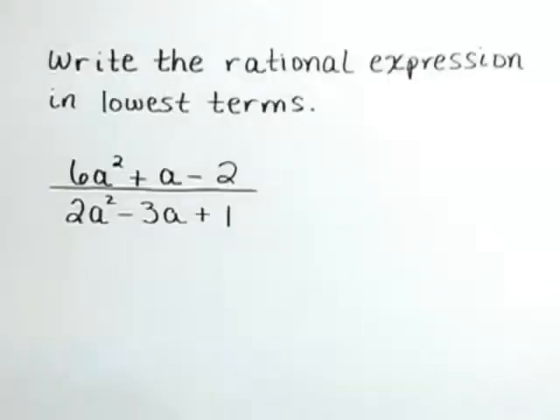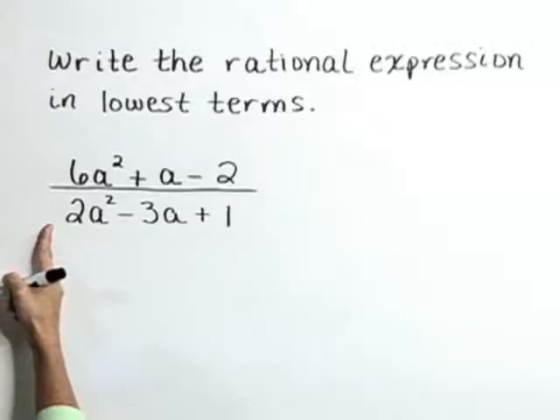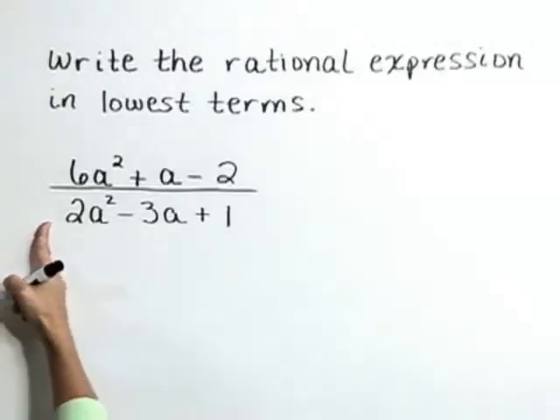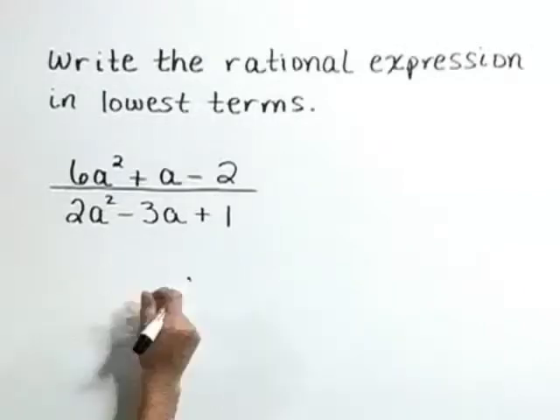Write the rational expression in lowest terms. 6a squared plus a minus 2 over 2a squared minus 3a plus 1. Well, in order to write this rational expression in lowest terms, we need to first factor it.